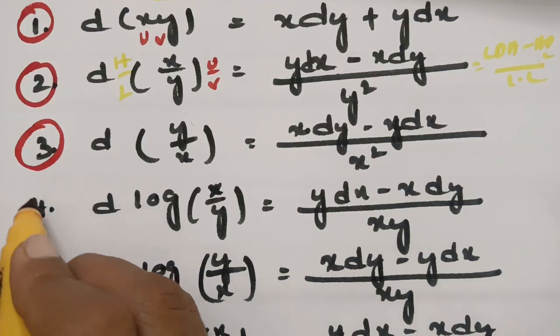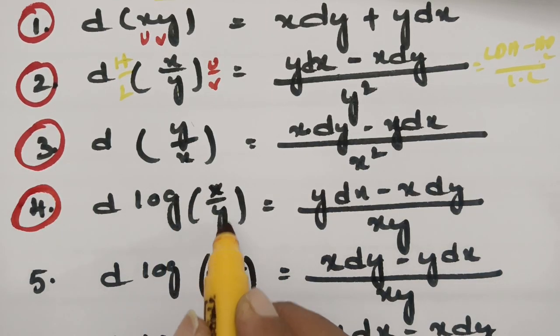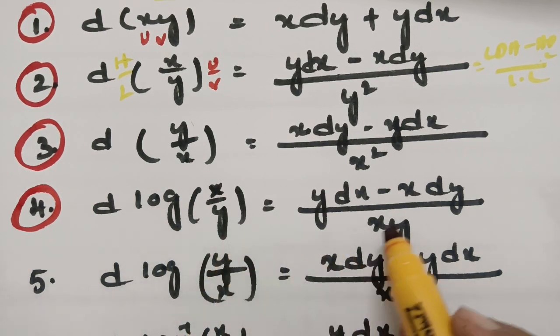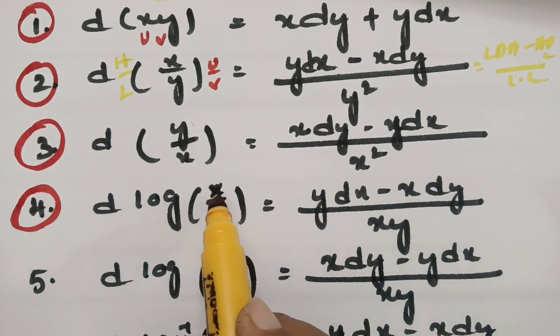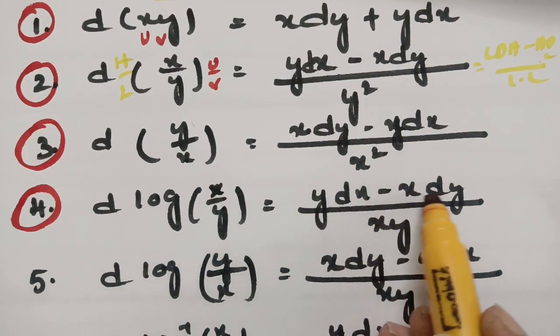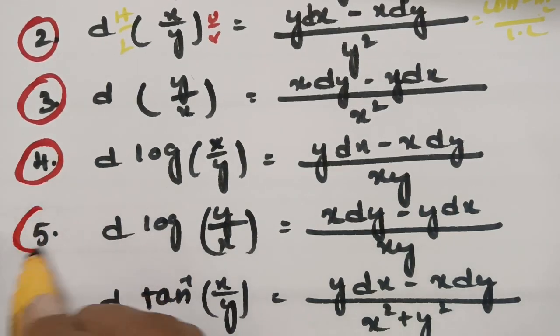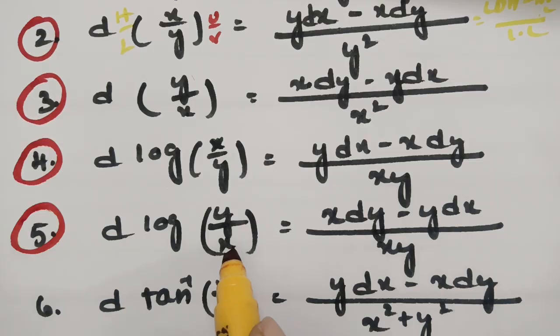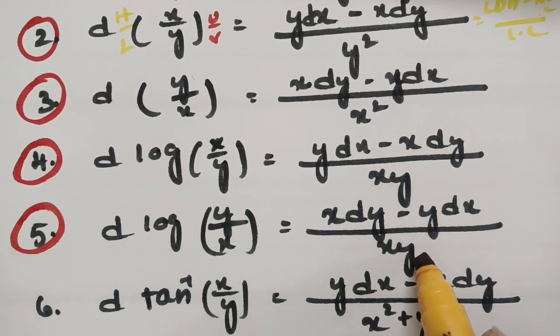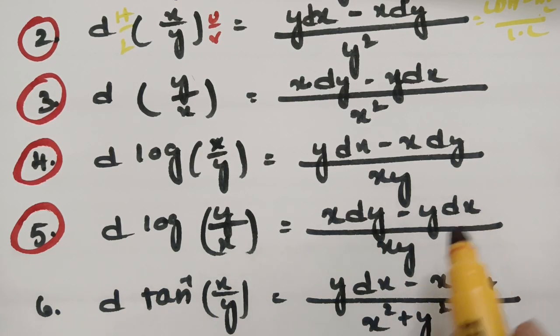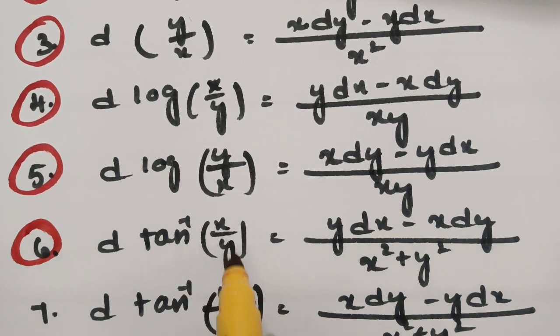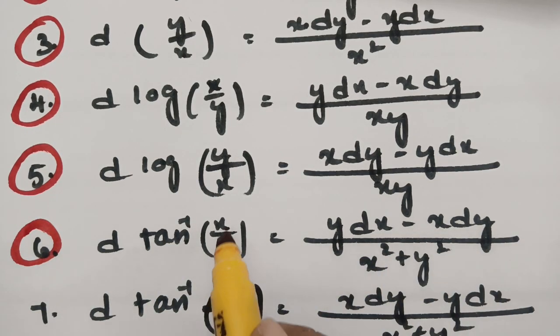And the next one is the derivative of log x by y. As there is a fraction here, there will always be a product. So 1 by xy into, if it is with x, go with y dx minus x dy. So the fifth one, the derivative of log y by x, is nothing but 1 by xy into x dy minus y dx.